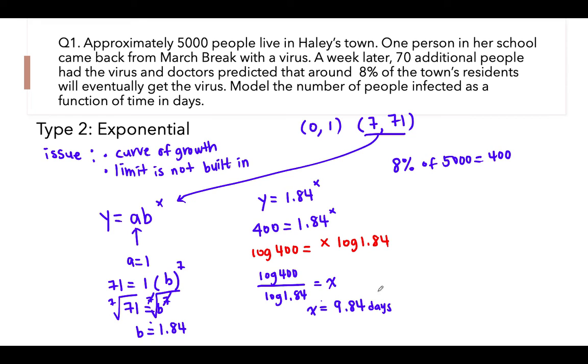Okay. So it's totally different from linear. For linear, we said it's going to take about 39.9 days. But if it's exponential, it's very quick, 9.84 days. So what's the general equation? y is equal to 1.84^x. And the domain restriction is that x can be any real number such that it has to be in between 0 and 9.84. Okay? So it's a big difference.